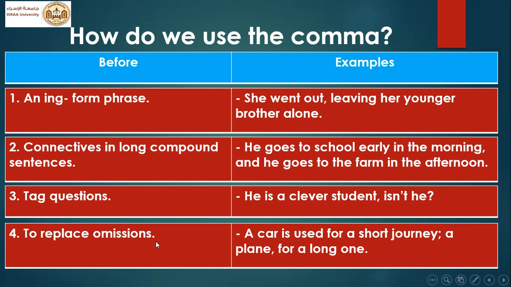4, to replace omissions. Omissions means that you omitted some words. They are not found in the sentence now. Look at the example. A car is used for a short journey, a plane for a long one. Here we use in the first example, a car is used for. So we can also say a plane is used for a long one. Instead of repeating is used, they are omitted and replaced by the comma.